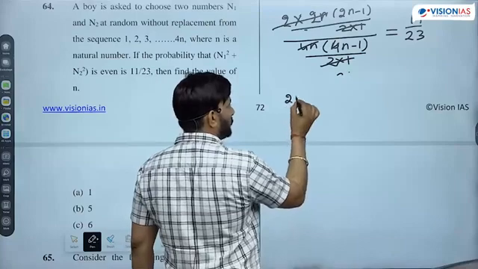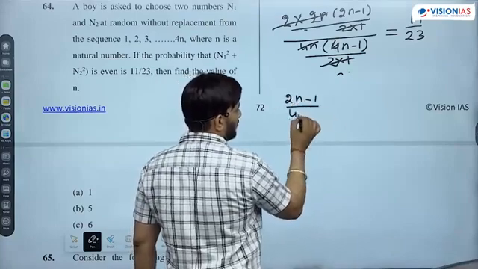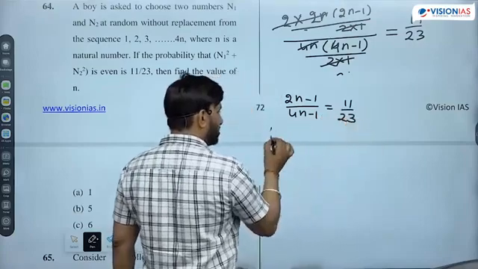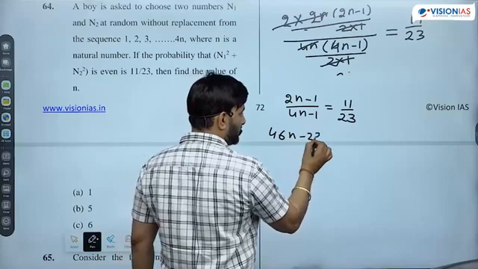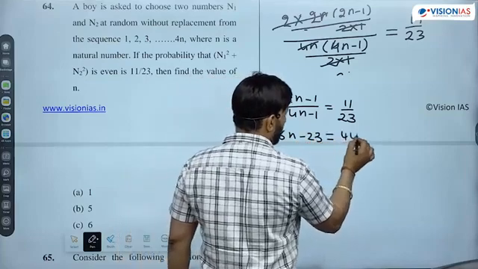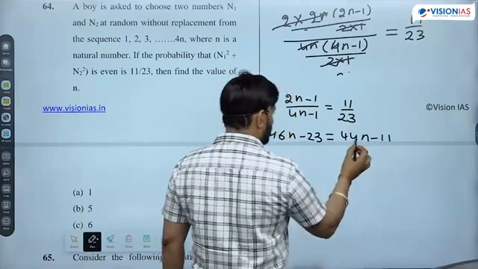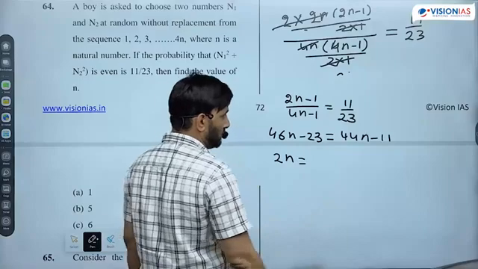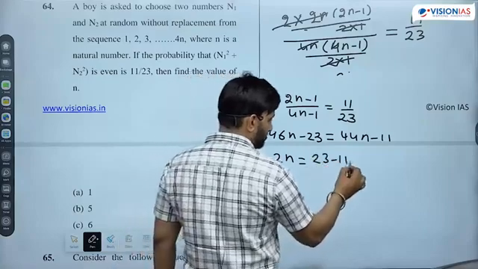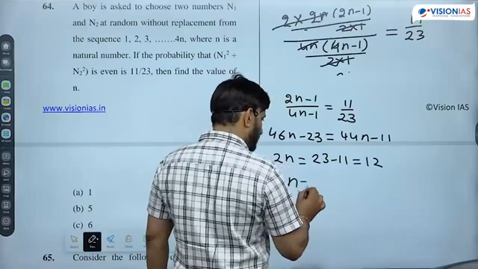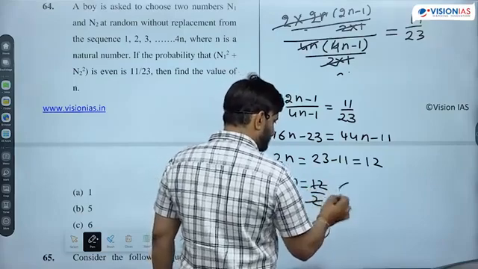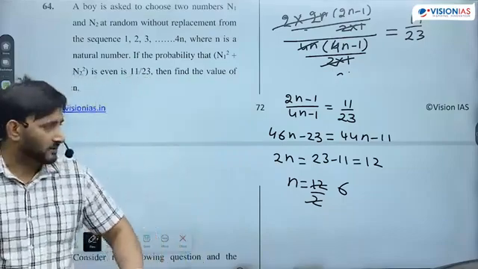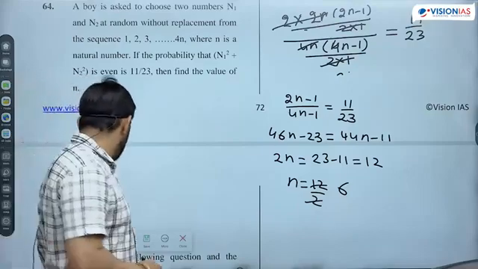We are left with 2n minus 1 upon 4n minus 1, that is 11/23. Cross multiply करेंगे. 46n minus 23, that is equal to 44n minus 11. 44n will come here, this will be 2n, minus 23 will go there, that will become 23 minus 11, 12. So n will be equal to 12/2, 6. Value of n will be 6. That's what we have to find. है क्या option? हाँ, 6.